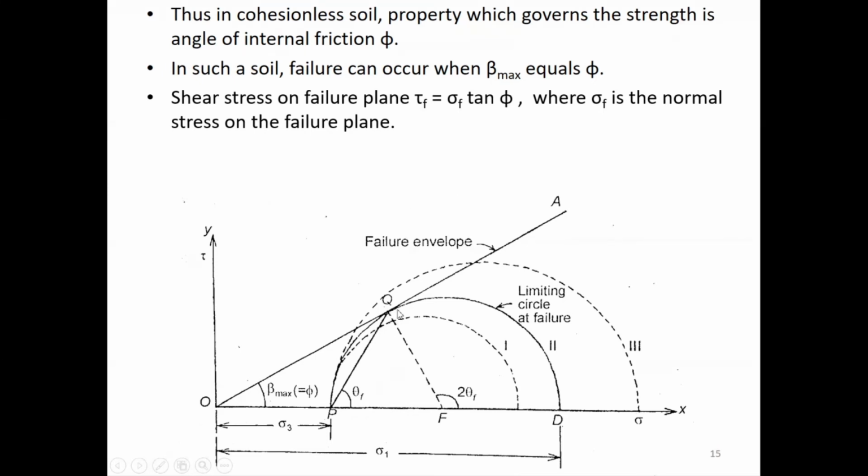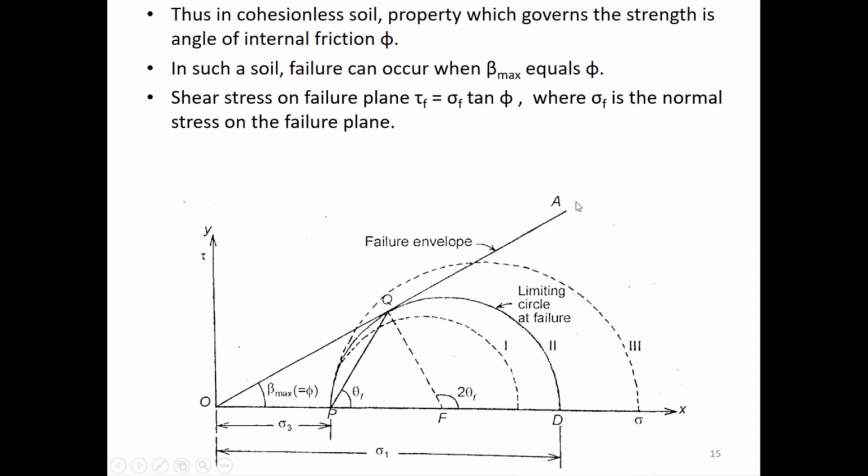You consider this Q, O and this particular point here. Suppose you imagine a triangle here, right? So this will give you your tau f. All right, this will give you your tau f. This will give you your sigma f, and this angle that it subtends will give you your beta max or phi. So what will be the equation for this line? It will be sigma f tan phi, isn't it?